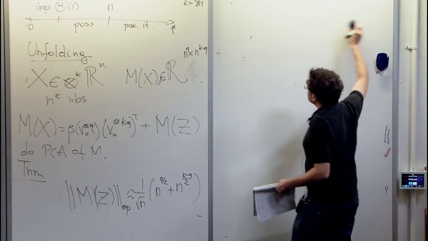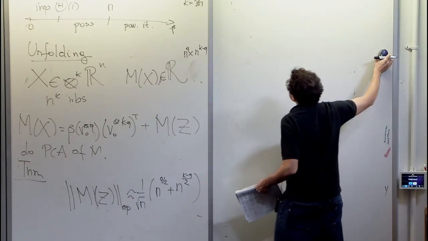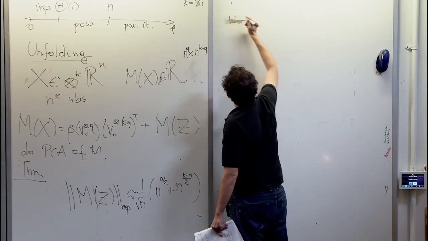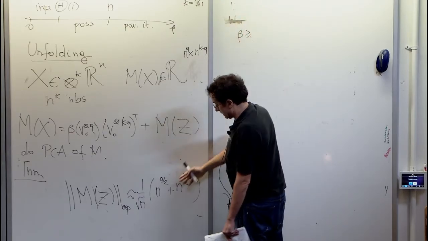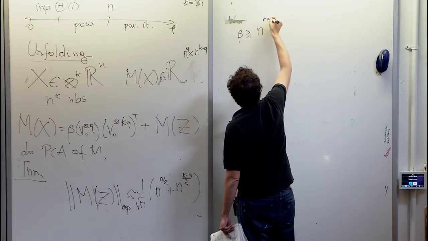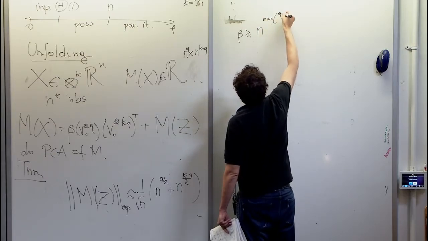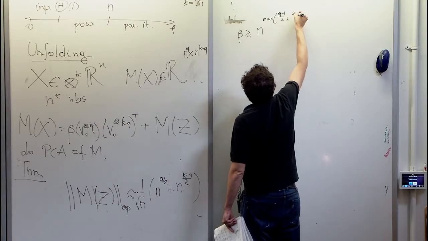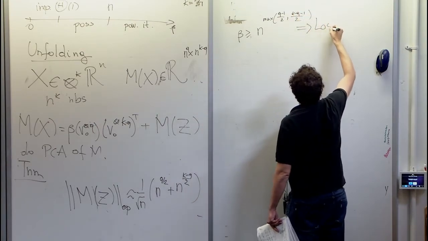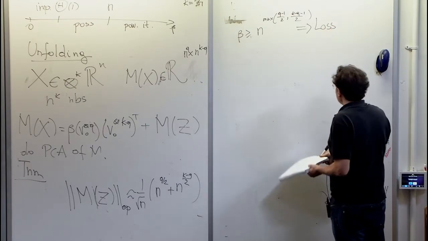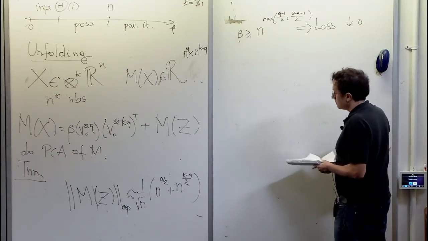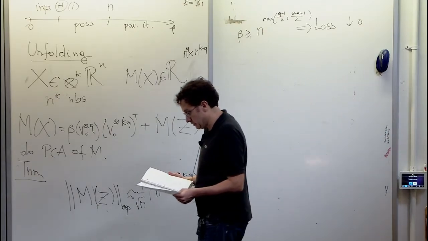This implies that this works. Okay, let me write a bit more precisely. If beta is bigger than this norm, so this is n to the max of (q minus 1)/2 and (k minus q minus 1)/2, then the loss goes to 0. I can write in bounds, but it doesn't really matter.